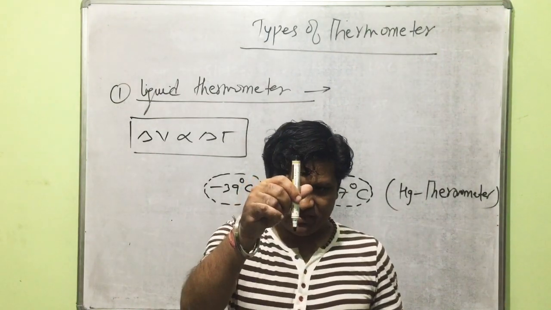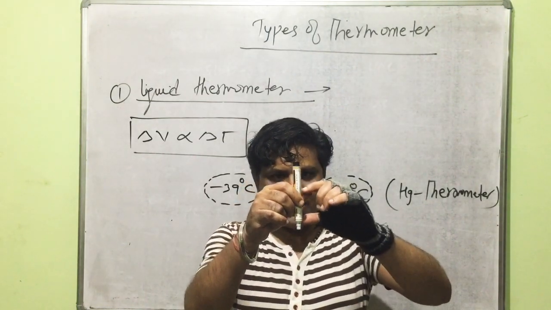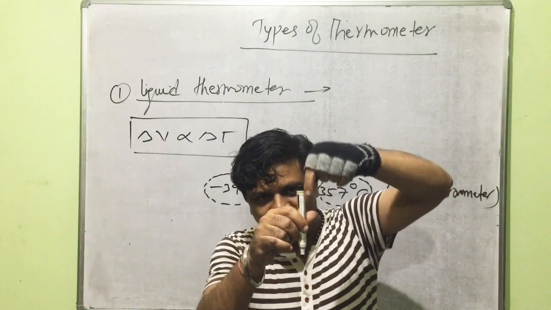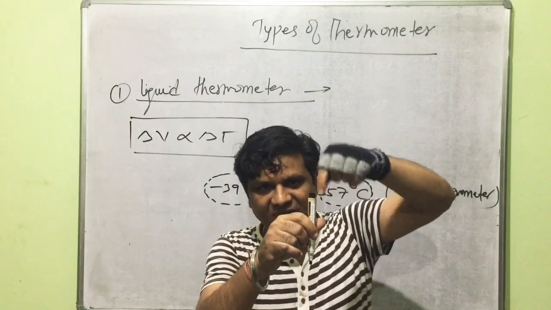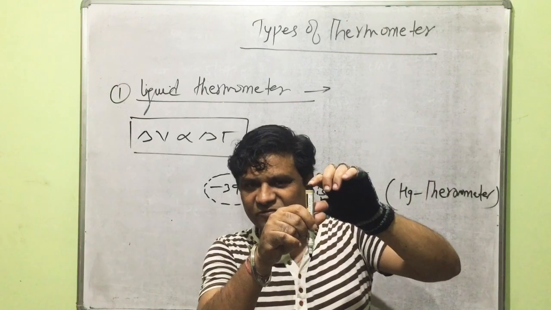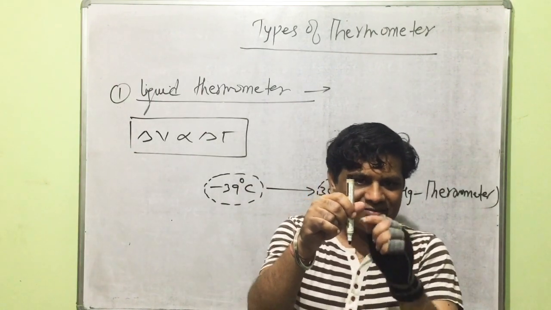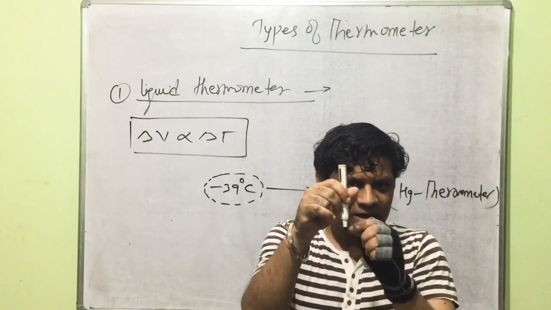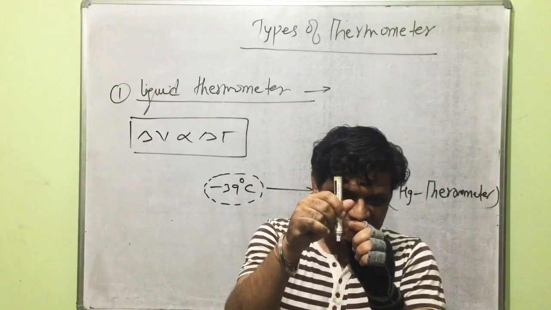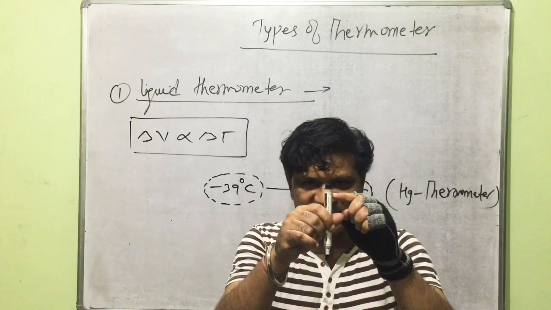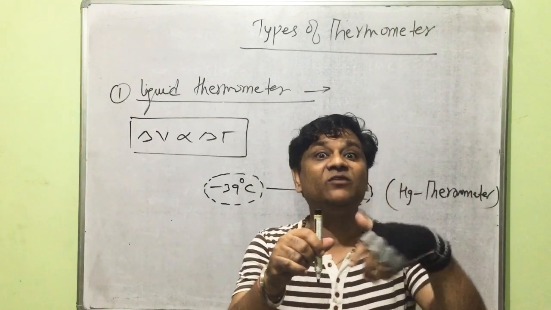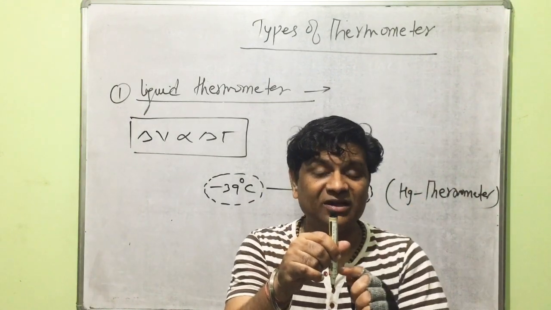So suppose this is a thermometer here, and this is the mercury. By filling nitrogen over mercury under pressure. What does this mean? Whenever temperature increases, this mercury will expand. Nitrogen gas will also expand, but which one will expand more? Is it mercury or nitrogen?